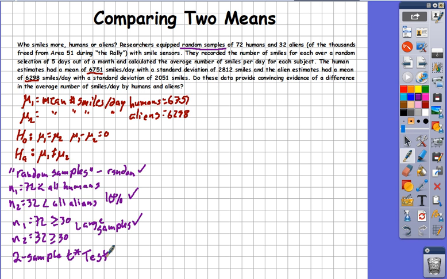It would have been z if we knew the population standard deviation for the means. But since we don't, we have to use the estimated standard deviations, and that leads us to have to deal with t star when it comes to means. Okay, so we've got those two parts. Let's go ahead and move on from here.